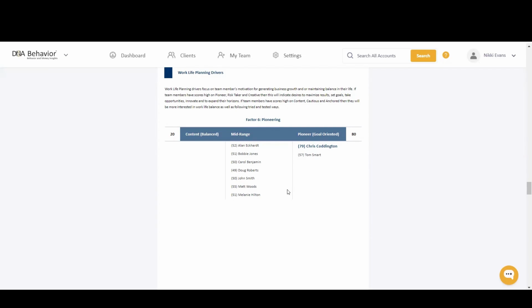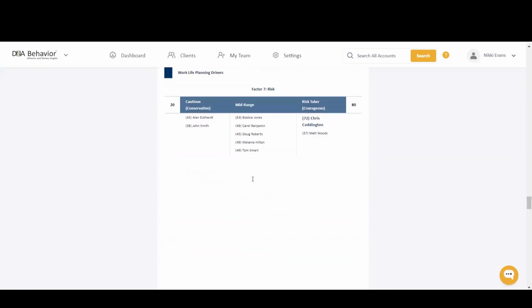Now, Chris is much higher pioneering than the rest of the team. So his vision is probably the one that people will follow, but maybe not as fervently or as quickly as Chris seems to see and follow those things. John's right on that line in the middle there. And then with risk, we talked about this when we saw those top two behaviors at the top of the report. So John, extremely cautious and conservative, where Chris is extremely risk-taking.